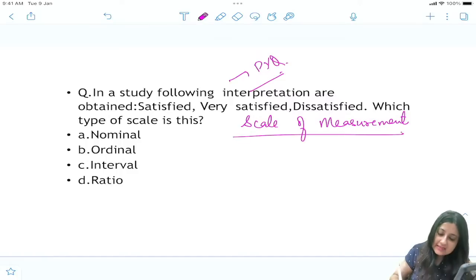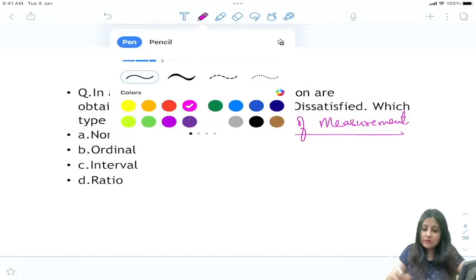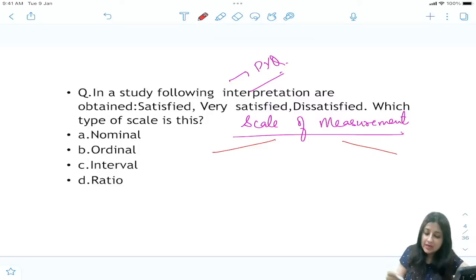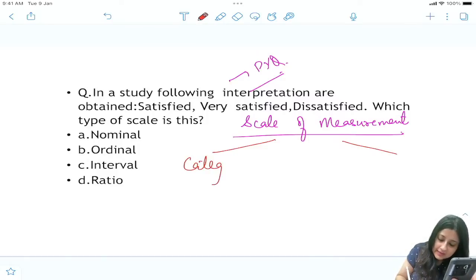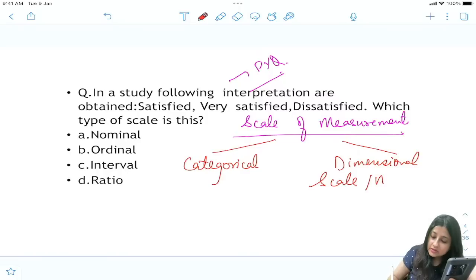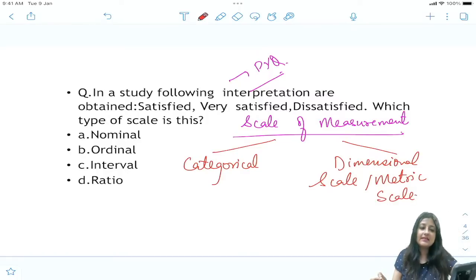Now when you talk about scale of measurement, everybody, what are the two broader categories in which you can measure them? One is your categorical scale, and the other one is your dimensional scale, or you could also say it is your metric scale. Okay, categorical or metric scale.